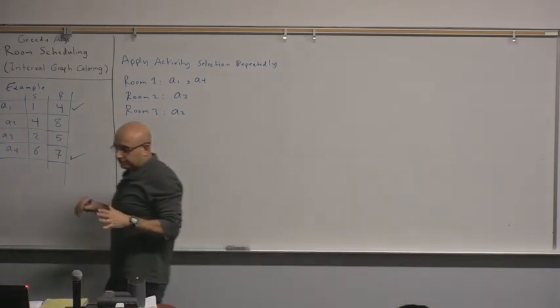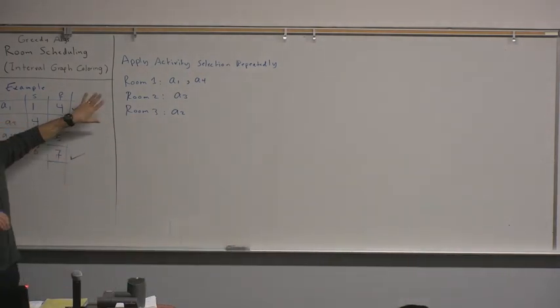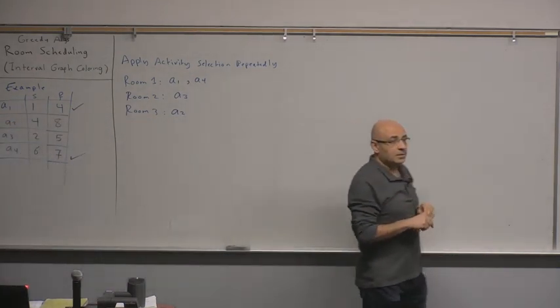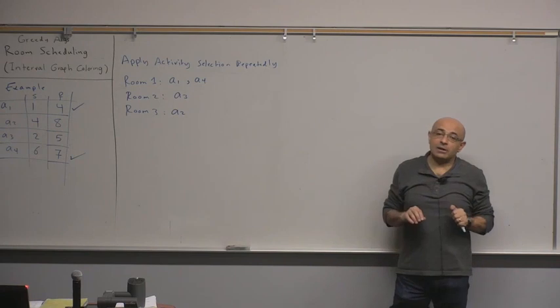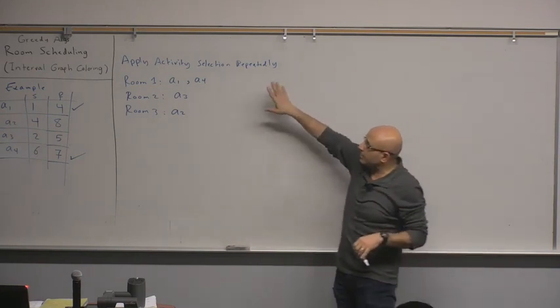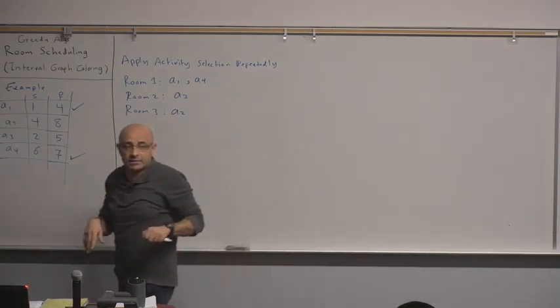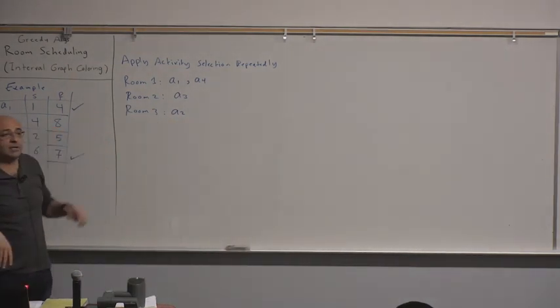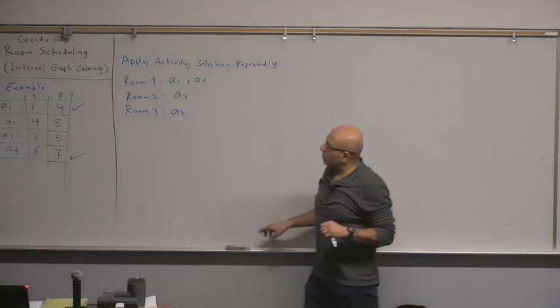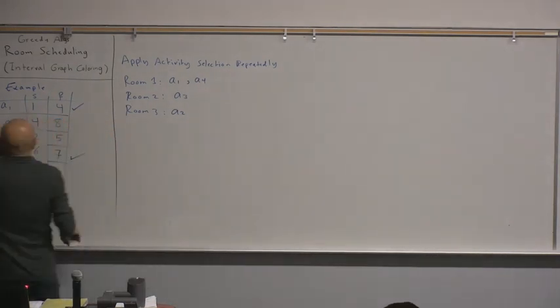Instead of trying to patch this algorithm, we will just consider a totally different algorithm. We'll just look at the problem from a different view. So try to think of a different algorithm for solving this problem besides doing activity selection repeatedly. Activity selection repeatedly is going to give us 3 rooms, which is not optimal because we know that we can do it with 2 rooms. So one way of doing this is to consider the activities in order of start time.